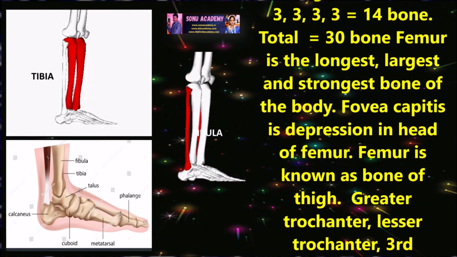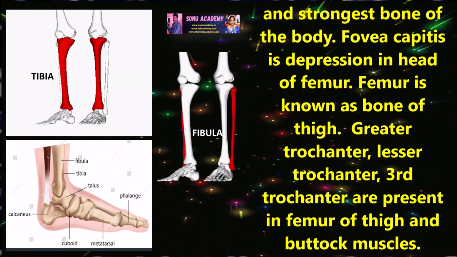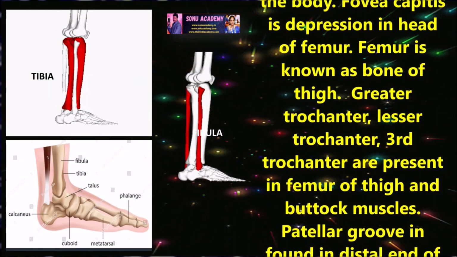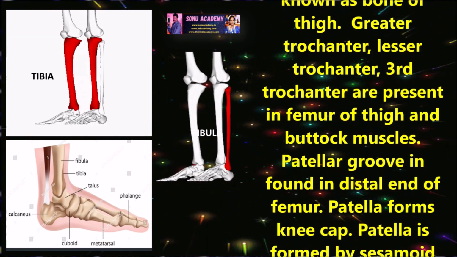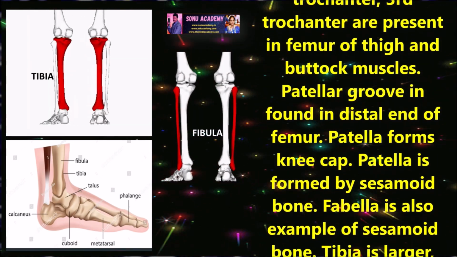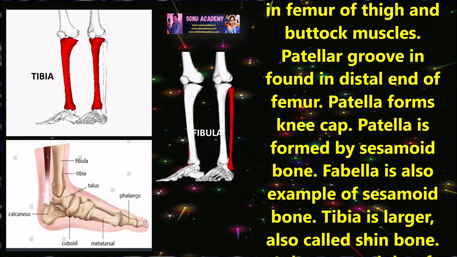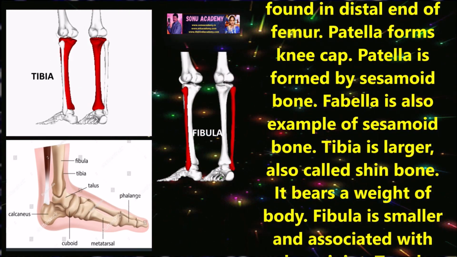The femur is the largest, longest and strongest bone of the body. The fovea capitis is a depression in the head of the femur. The femur is also known as the bone of the thigh. The greater trochanter, lesser trochanter and third trochanter are present in the femur for the attachment of thigh and buttock muscles. The patellar groove is found at the distal end of the femur.